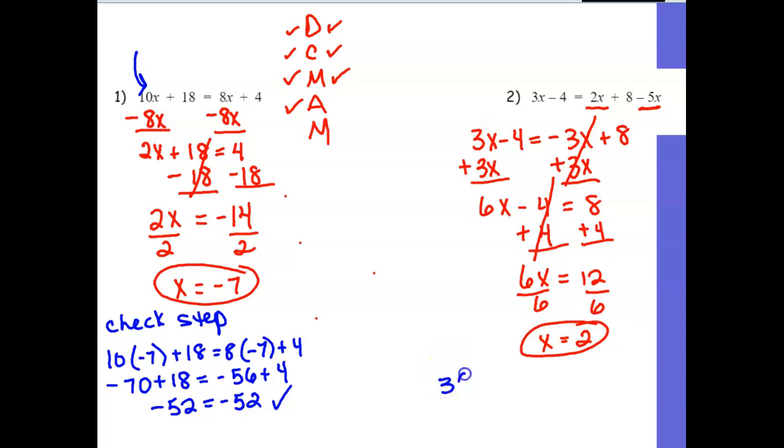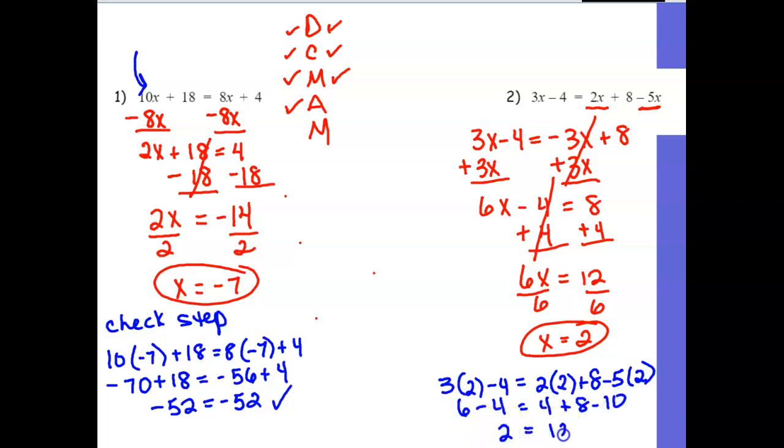Okay, again, my check step, I plug in the 2. So I'm going to say 3 times 2 minus 4. Is that equal to 2 times 2 plus 8 minus 5 times 2? Let's see if that works. 6 minus 4, does that equal 4 plus 8 minus 10? So we've got 6 minus 4 is 2, and then we've got 12 minus 10, and indeed 2 equals 2, so that does work.